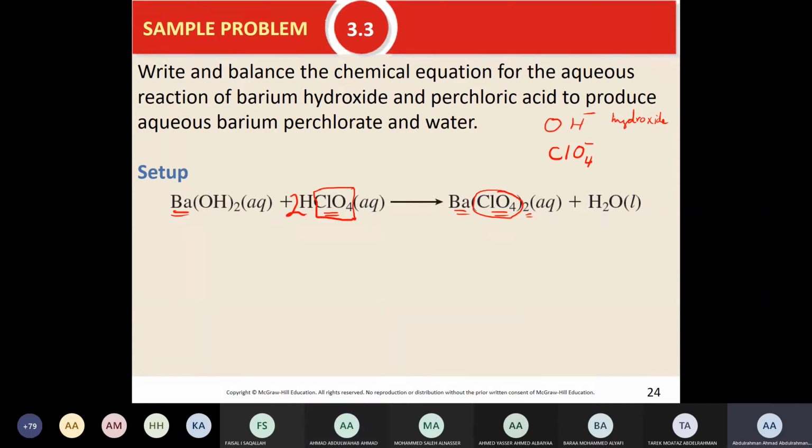Now, did I do anything with the barium? Nothing. Now, how many hydrogen do I have on this side? Two. And how many in the reactant? 4. Okay. How can I make them 4? Multiply by 2. H2O multiplied by 2, exactly.